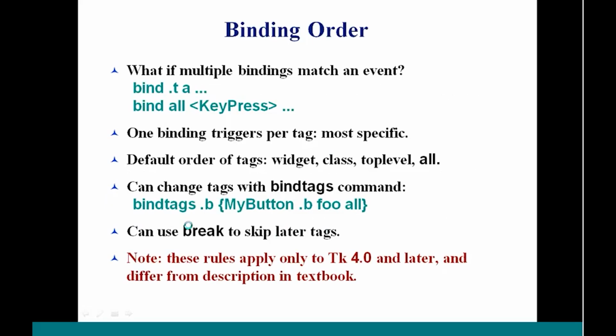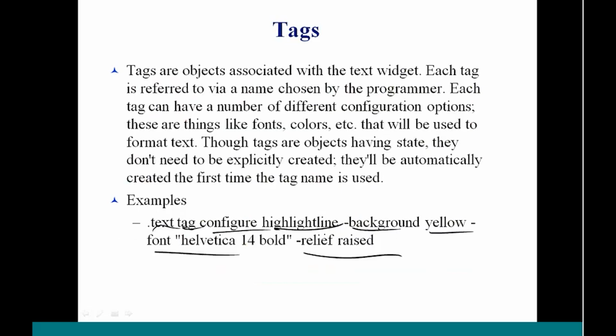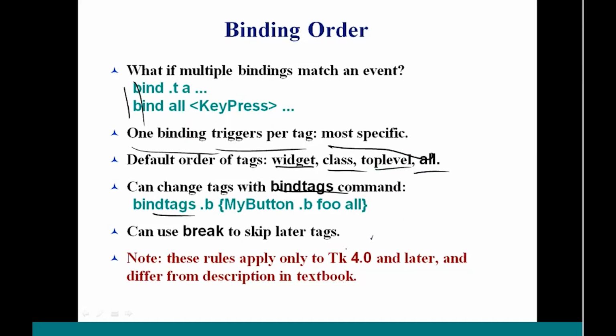Basically it does that to the text window as defined in this command. Then we also talked about binding order, which is what if multiple bindings match an event. As I mentioned, everything goes in parallel, but we can make it most specific, which is one binding triggers per tag, and it follows the default order of the tags, which is like widget, class, top level, and then all. But we can change the tags with the bindtags command. So again, we can also bind a particular tag to a particular window. One thing we notice here is that the general tag is associated with the text for using these highlights and things like that. But in general, any tag can be bound to a particular window and reclassify that window into a different one.